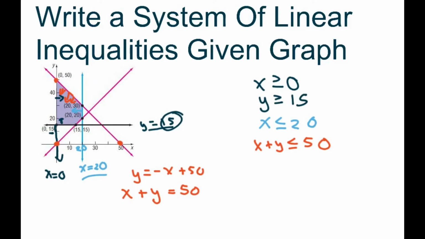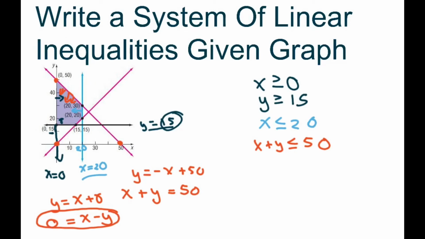Now my other pink line, I notice that my y-intercept is 0. The slope is going to be positive, so we're going up 1 to the right 1: y equals x plus 0. Then let's subtract the 0 and subtract the y, so that would be that line there.